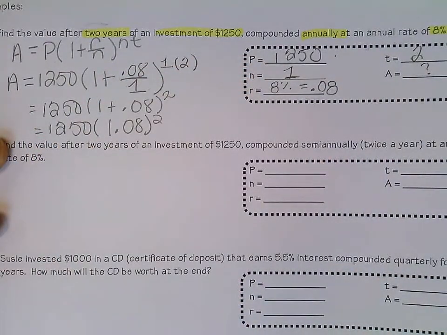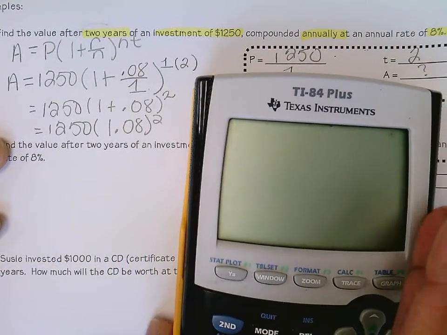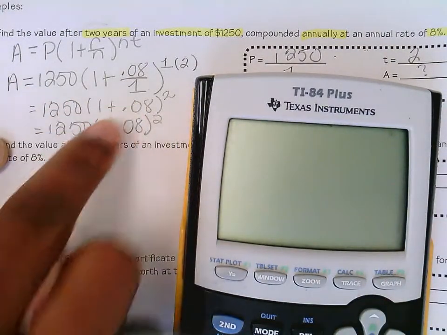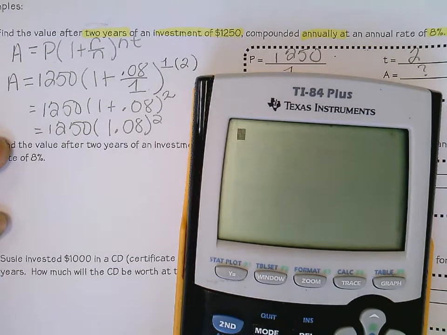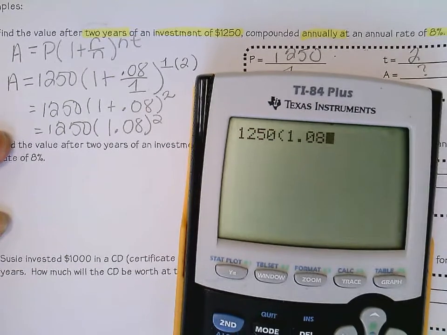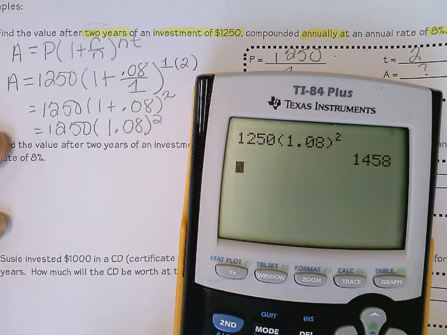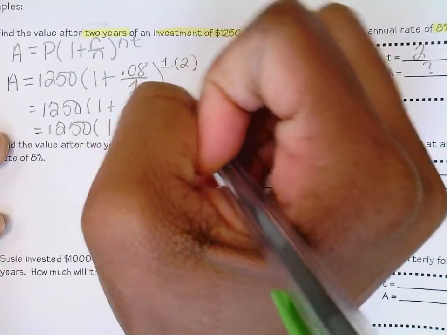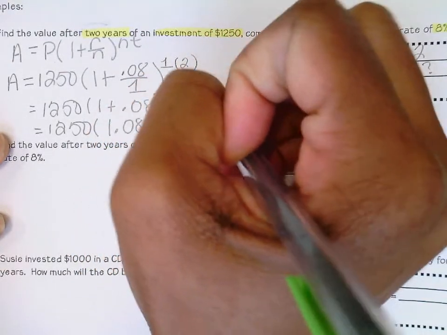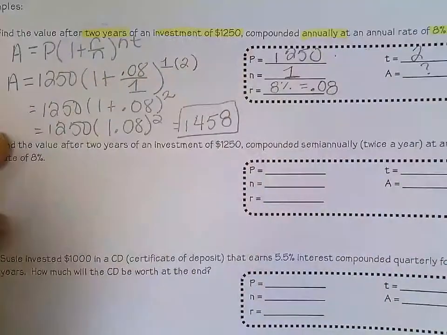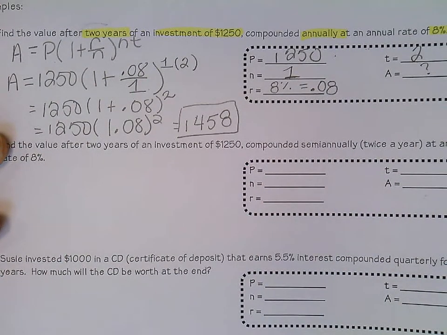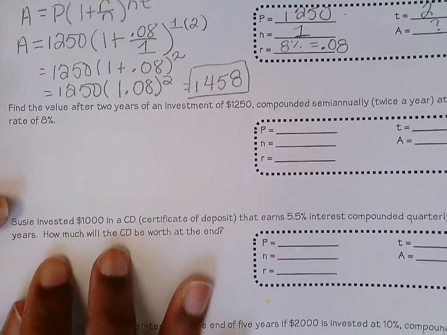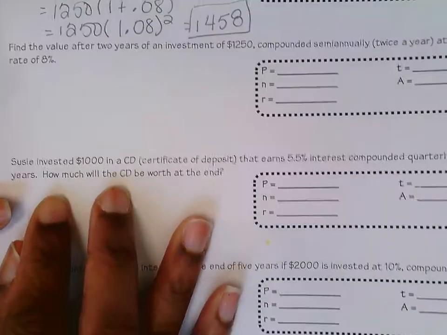Now I would put it in the calculator. I just don't want you putting it into the calculator wrong. So you're going to say 1250, open parentheses, 1.08, close parentheses, to the power of 2. And it's going to give you $1,458. That is the answer, okay? And the more you do them, the easier they will become. So now let's look at number 2.